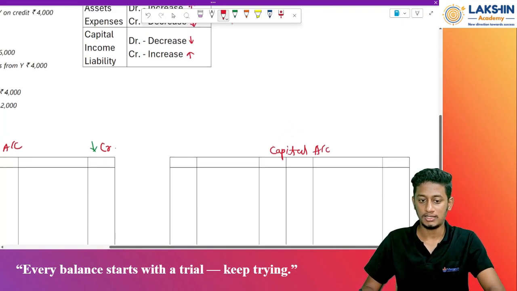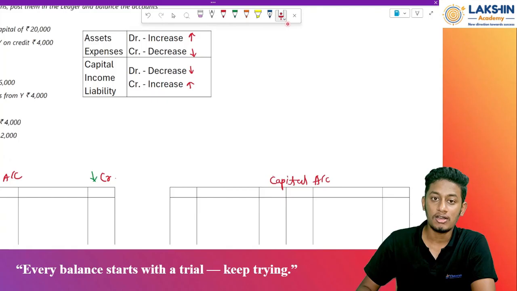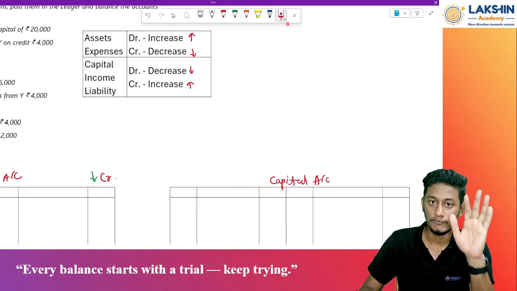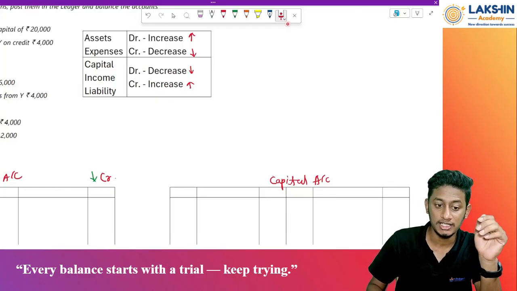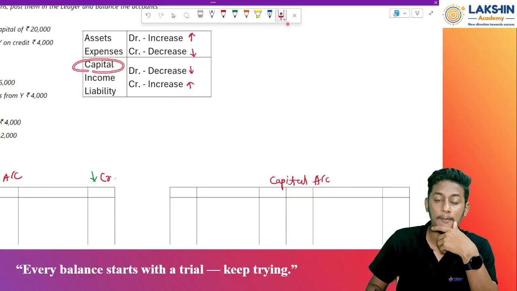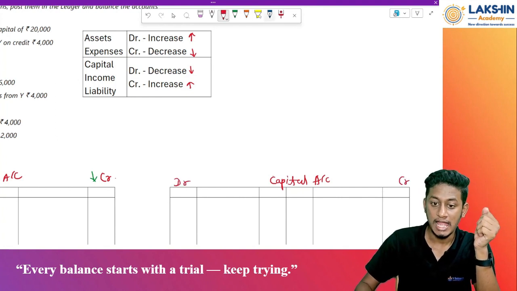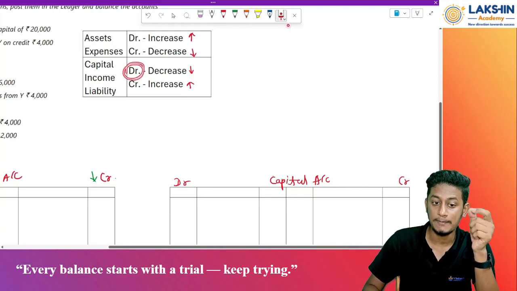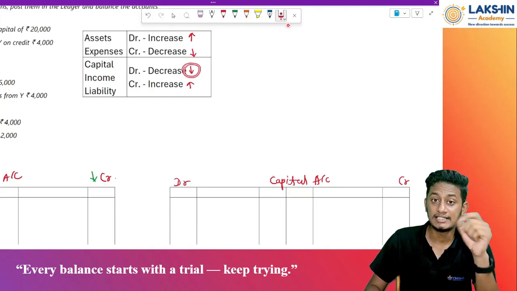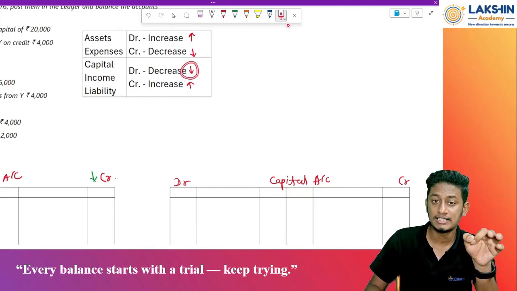capital account. Okay. Now, what is the nature of the capital account out of my 5 heads? It is capital itself. So it belongs to family number 2. Therefore, any entry I pass on the debit side will decrease the balance of the capital account.